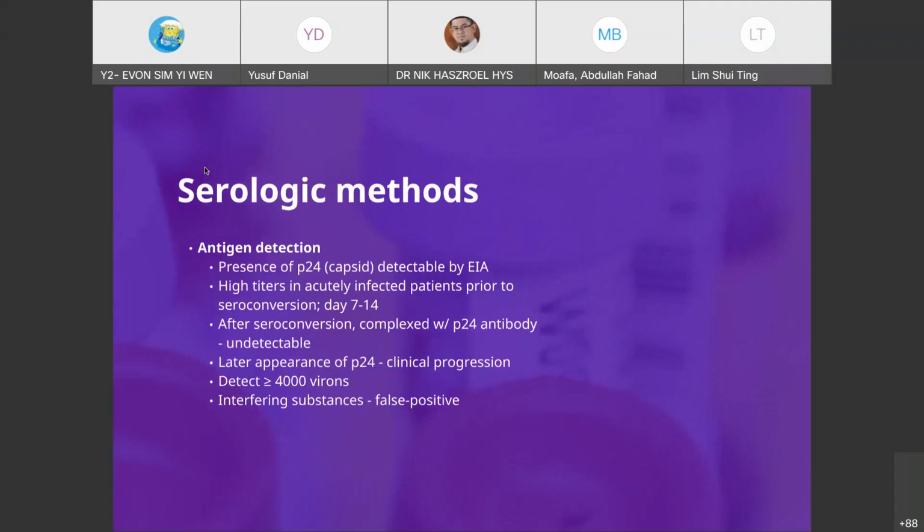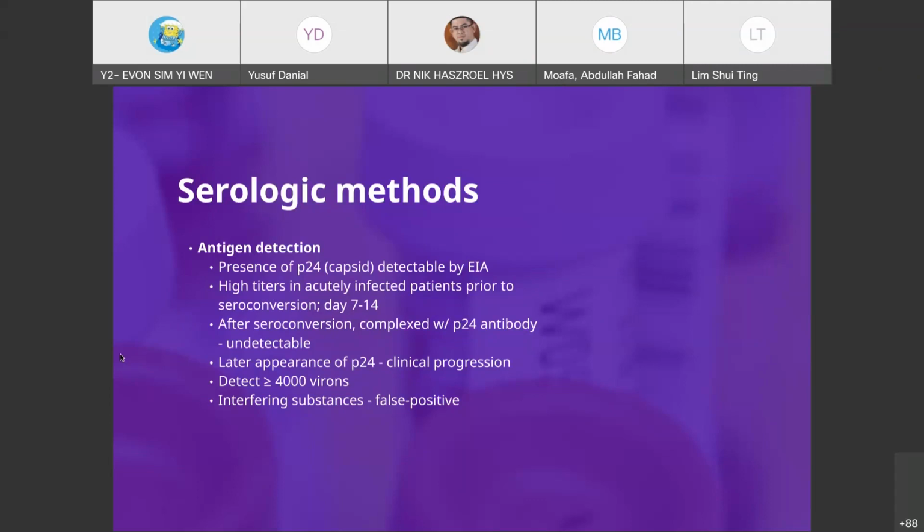So we have antigen detection. Antigen detection usually looks for the P24 capsid, which is detectable by enzyme immunoassays. We usually have high titers or high concentration of the P24 capsid before seroconversion, so before the body starts to produce a lot of antibodies that are detectable. So this is good if you want to test early, if you want to catch the virus and start treatment early before developing the virus. So this is at day 7 to 14. We can usually find the P24 capsid.